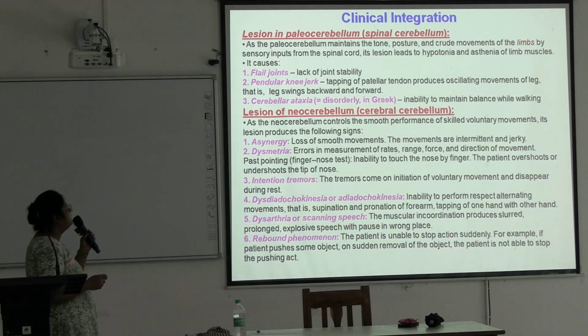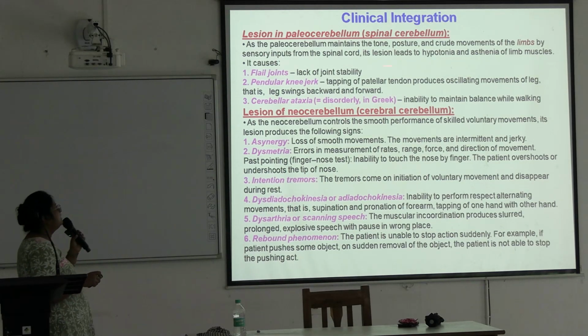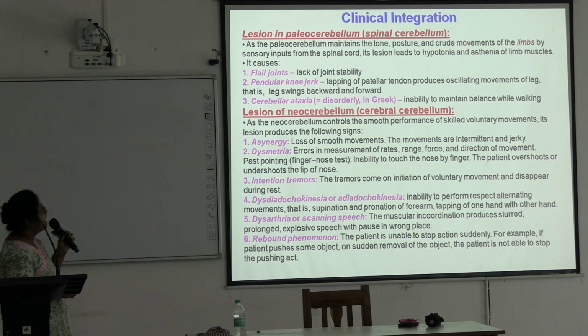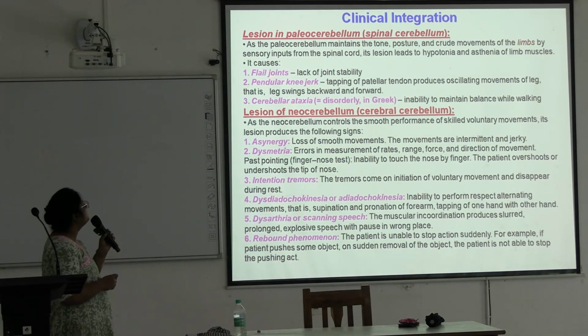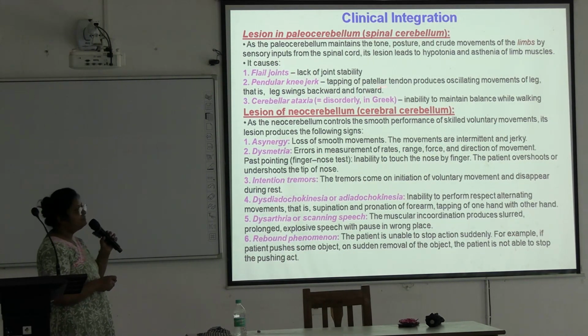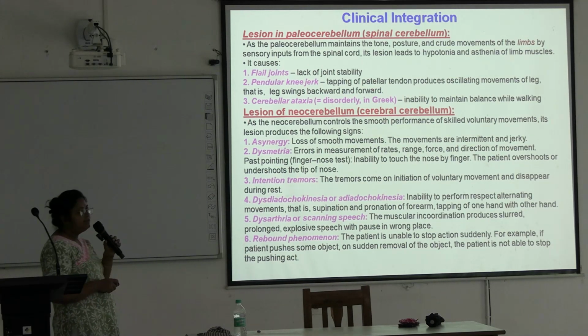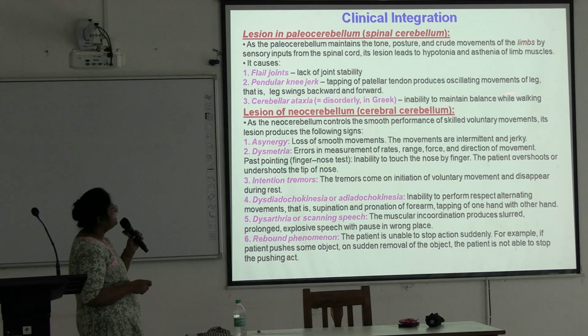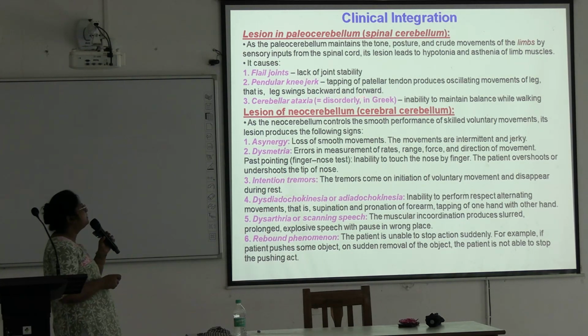Next is lesion of paleocerebellum or spinal cerebellum. As the paleocerebellum maintains the tone, posture, and crude movements of the limbs by sensory input from the spinal cord, this lesion will lead to hypotonia or asthenia of limb muscles. It will cause flail joints, lack of joint stability, and pendular knee jerk. Tapping of the patellar tendon produces oscillating movements of the leg, that is, the leg swings backward and forward.